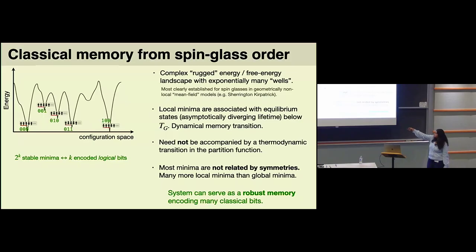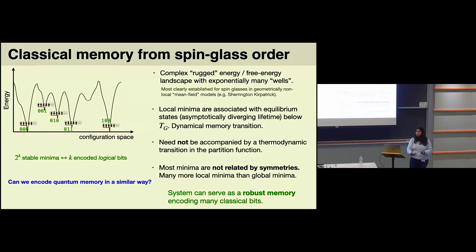But if you start in one of these minima and you corrupt the state a little bit, you can find your way back. So in general, if I have 2^k stable minima, I can encode k logical bits in the system. The question is, can we encode quantum memory in a similar way? Usually when people talk about quantum spin glasses, they have in mind a classical spin glass with a transverse field, but just like you can't take the 2D Ising model and add a transverse field to make a quantum memory, you need some fundamentally different way to make it topological.